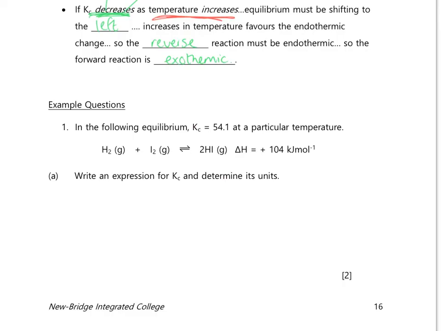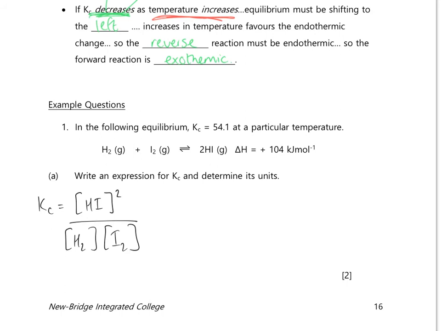So first question back on page 16, question 1a, asks you to write an expression for Kc and determine its units. So Kc, we can see, is going to be the concentration of HI, our product, squared, because it has a balancing number of 2, over the concentration of H2 times the concentration of I2.